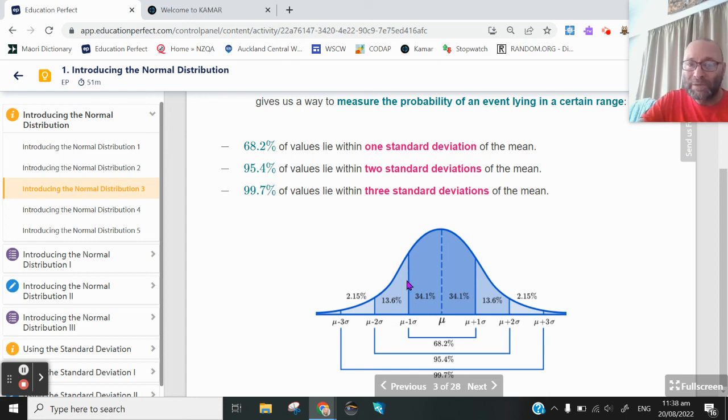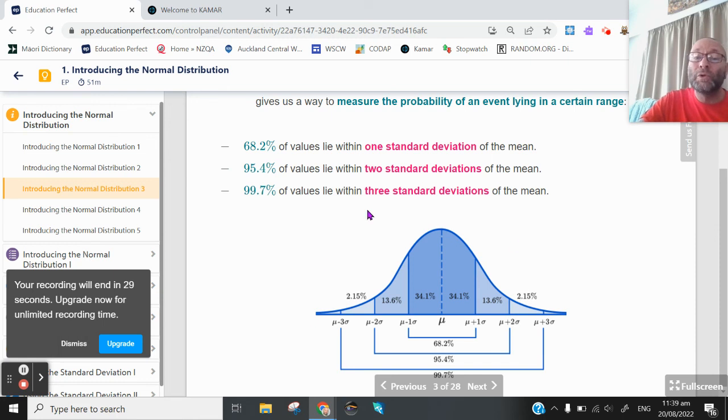If you were to add 34.1 plus 13.6 times 2, 95.4% of values lie within 2 standard deviations of the mean, and 99.7% of all the values lie within 3 standard deviations of the mean. Okay, so again, it's not impossible to be beyond that 3rd standard deviation. It's just extremely unlikely. Okay, please add this to your notes.